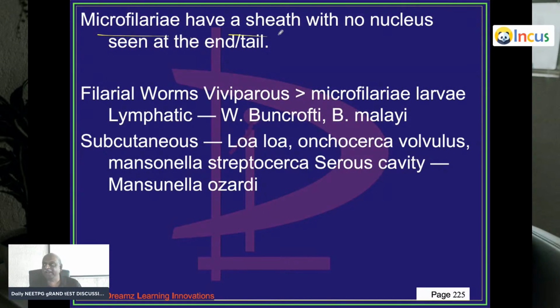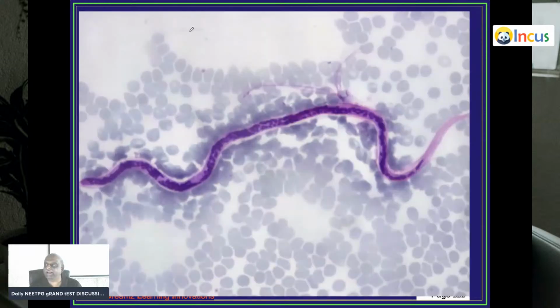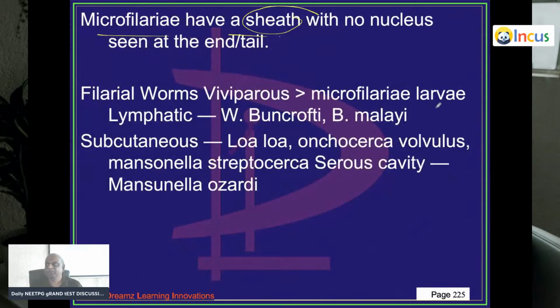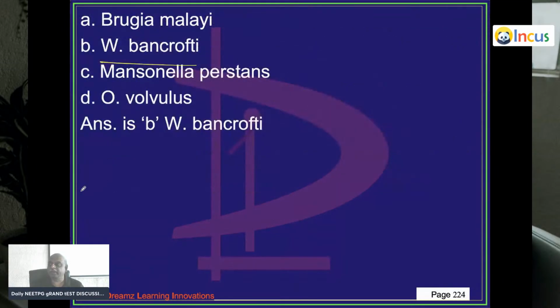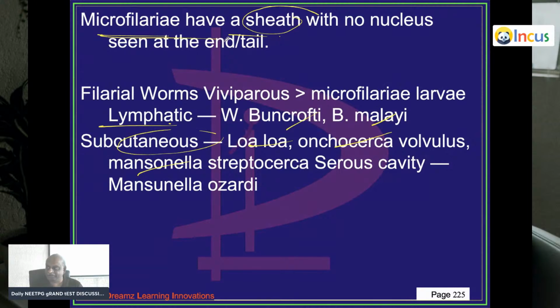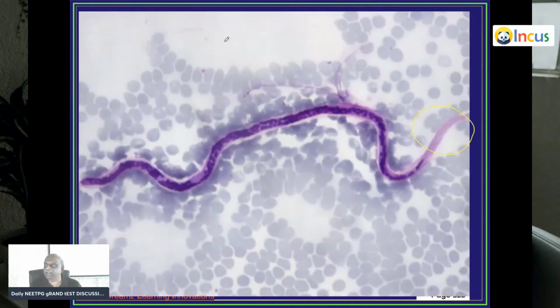The microfilaria have a sheath with no nucleus seen in the end of the tail. So, microfilaria larvae typically in lymphatics are Brugia malayi, subcutaneous are Loa loa, Onchocerca, Mansonella. So, it is based upon the fact that microfilaria have a sheath with no nucleus seen in the end of the tail makes it Bancroftian. If there are two nuclei, then it is Malayi.